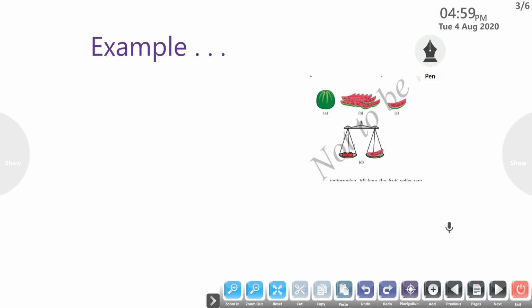Here you can see a diagram. In the diagram we can see a watermelon. Imagine a fruit seller selling fruit without any standard weight with him. That means there is no standard weight to measure the weight of the fruits. He takes a watermelon and says this has a mass equal to 12 units.